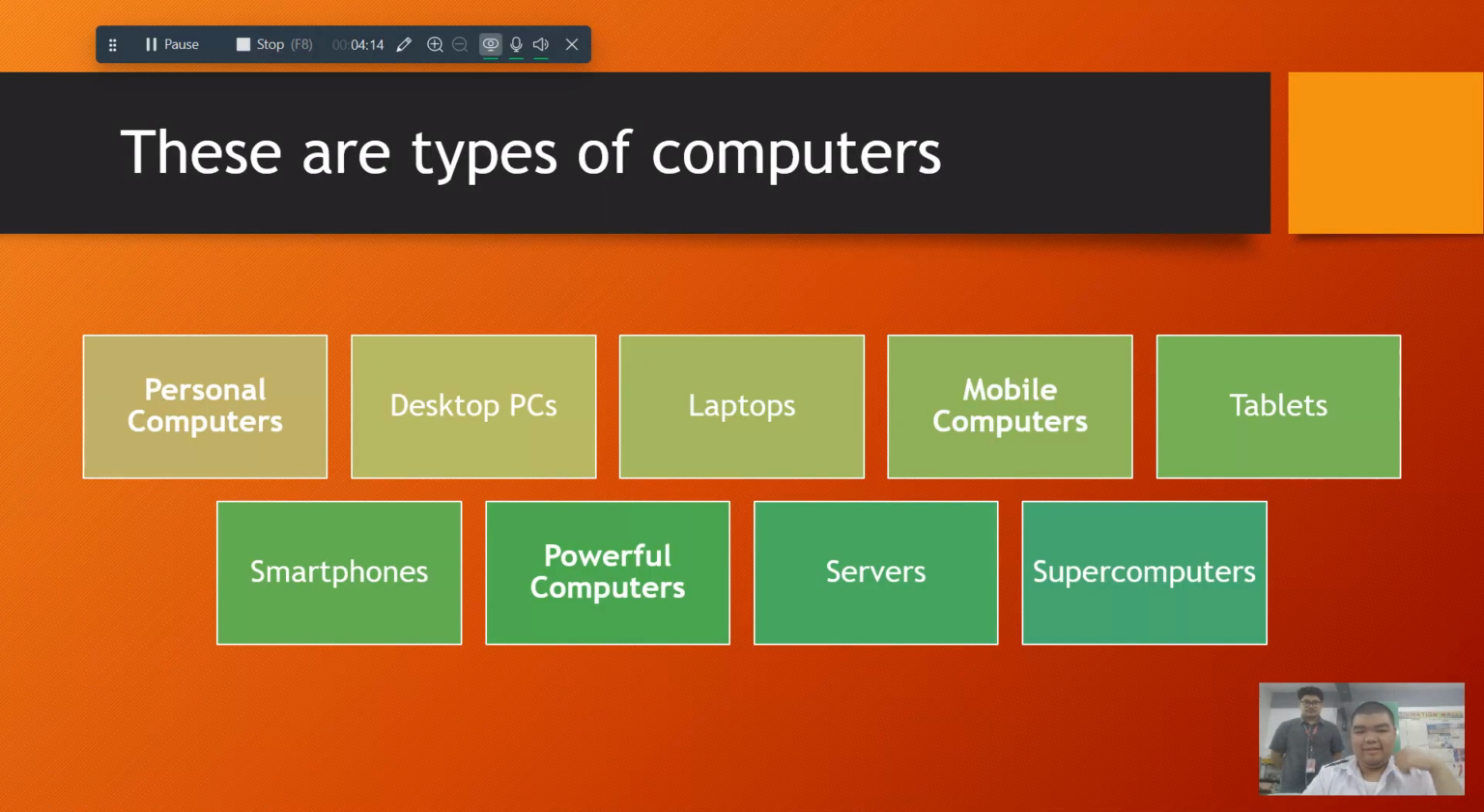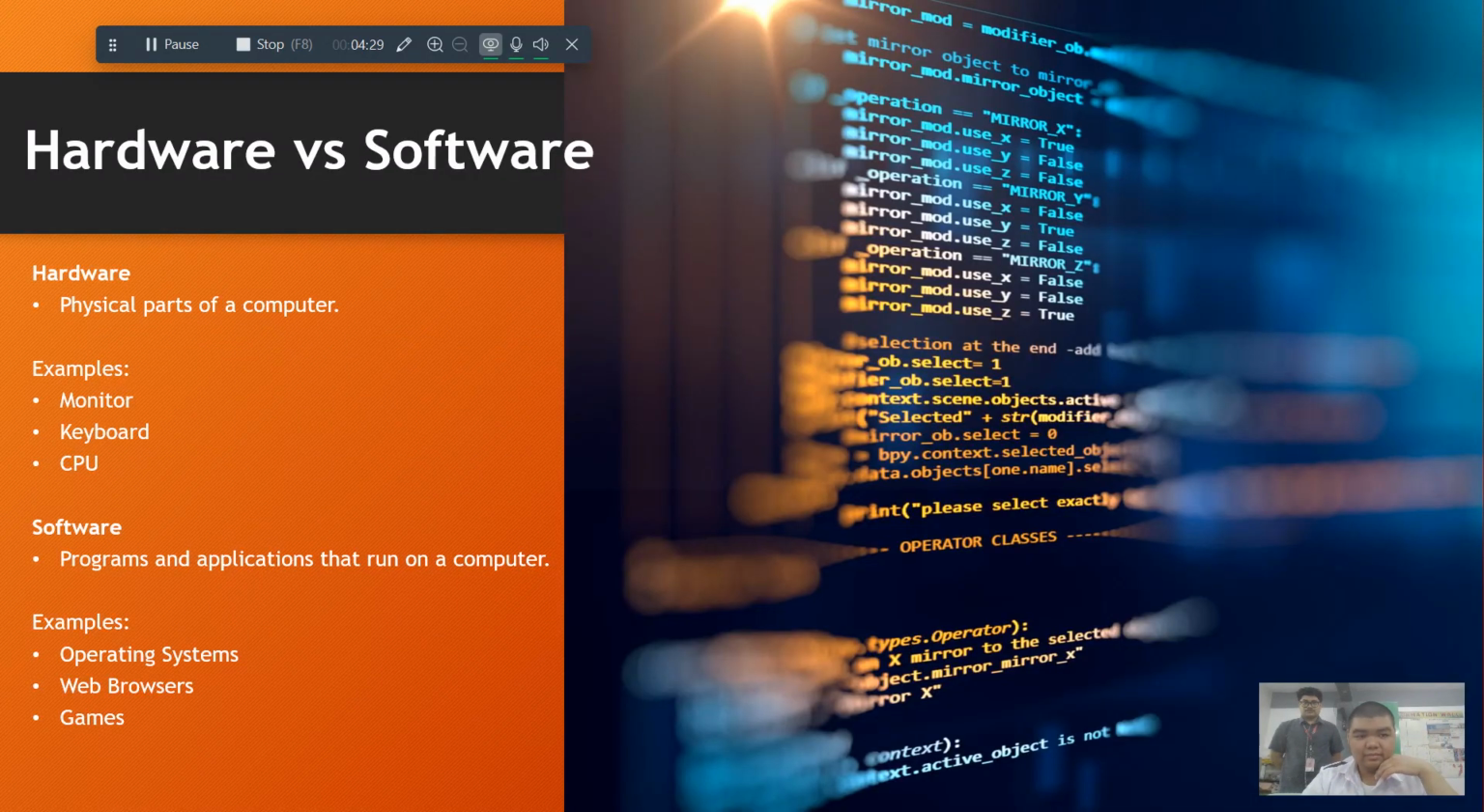These are types of computers: desktop PC, laptops, mobile computers, tablets, smartphones, powerful PCs, servers, and supercomputers. These are the types of computers. So why is a tablet part of the computer? Because it's a touch screen.